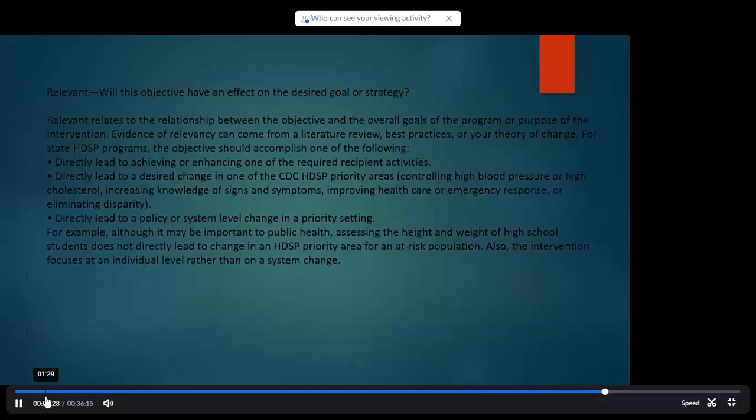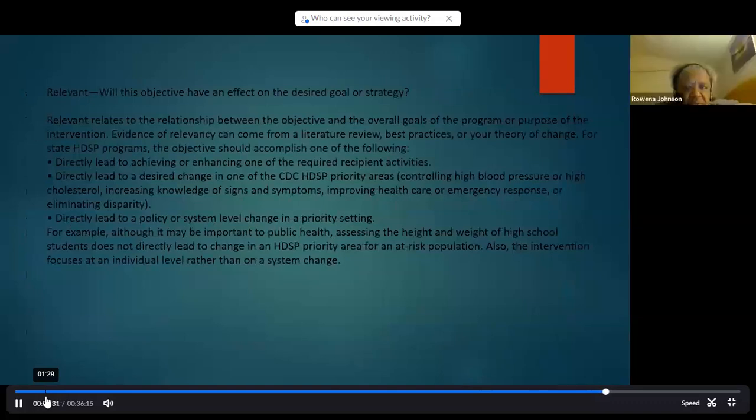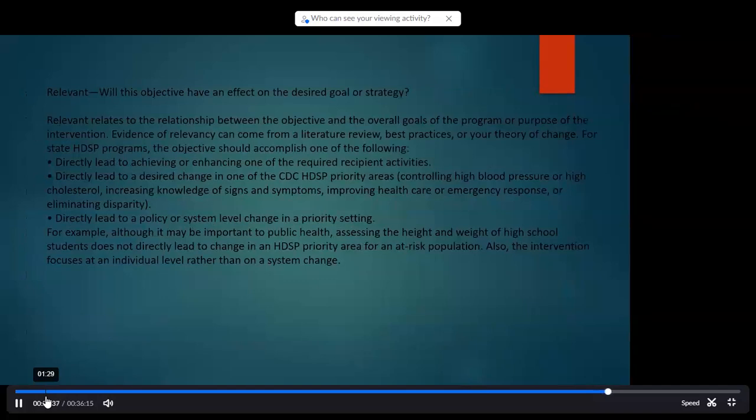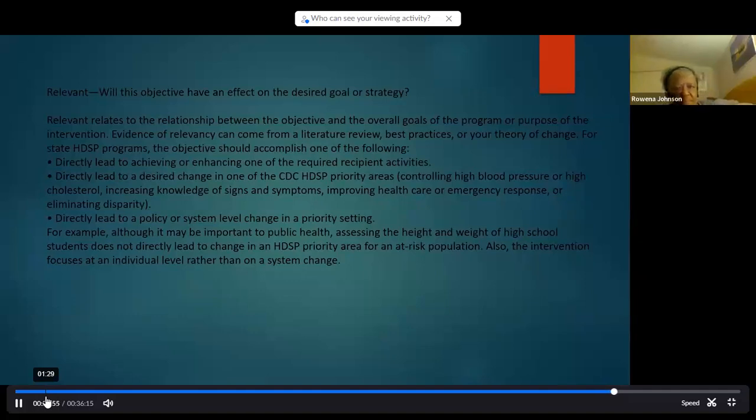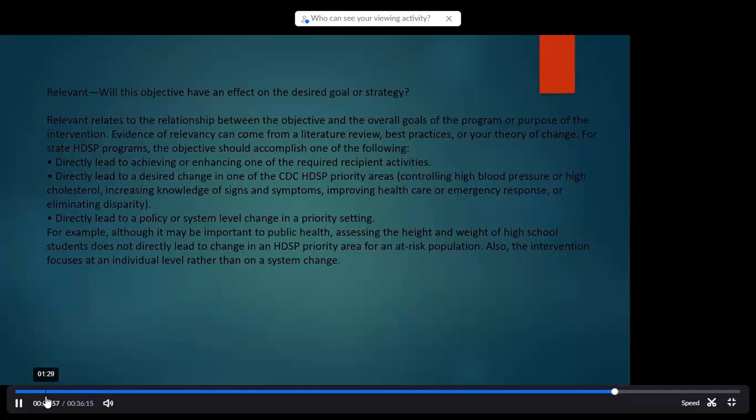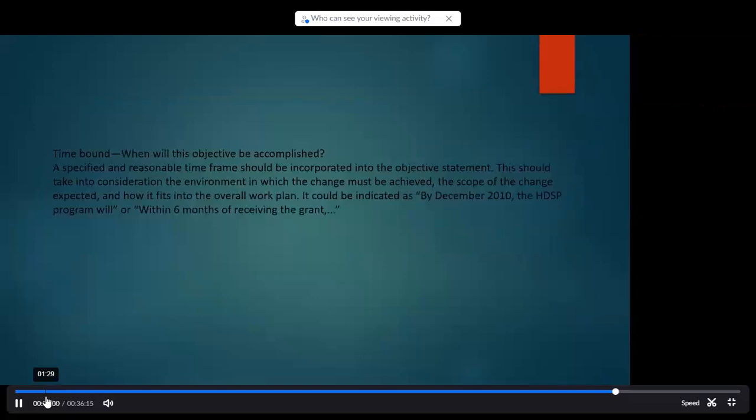And finally, relevant: will this objective have an effect on the desired goal or strategy? Well, let's talk about this. You want to focus on helping young kids between age 8 and 9, but when you look at your objective, you're teaching senior citizens how to jump rope. So it's not relevant to what your goals and objectives are. That makes sense? Right, yes. Okay, let's continue.